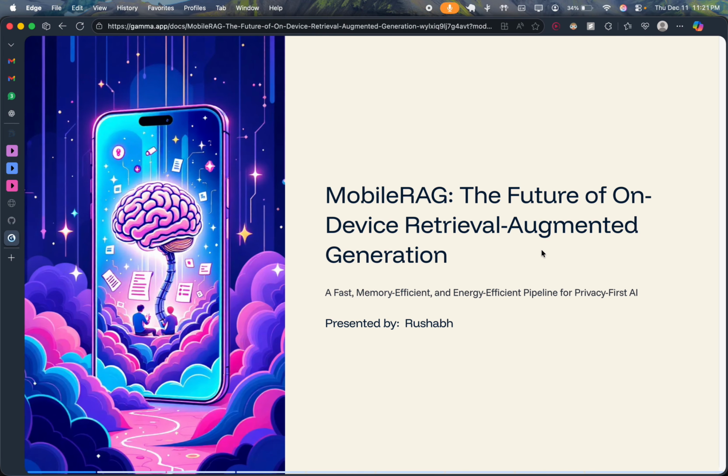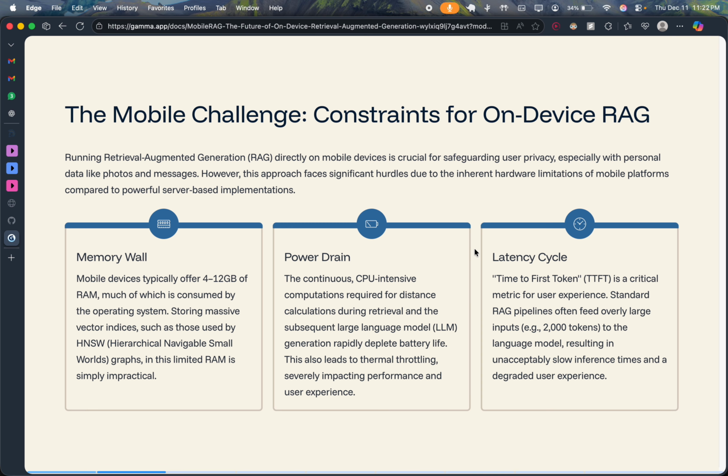Okay, hey everyone, I'm Rishabh and I'm here presenting the new MobileRAG, which is the future of on-device retrieval augmented system. And I'll go ahead with the presentation. So these are some challenges that we currently have.